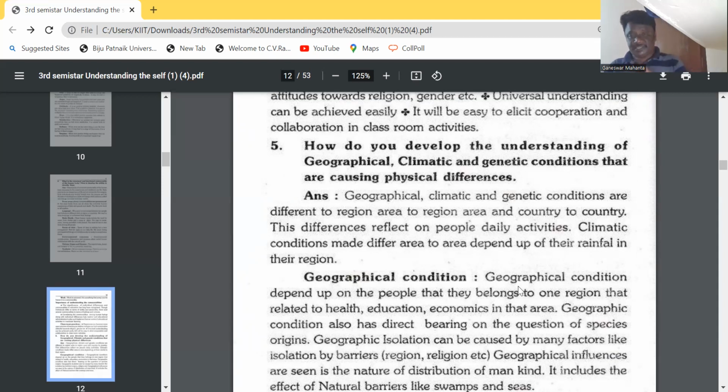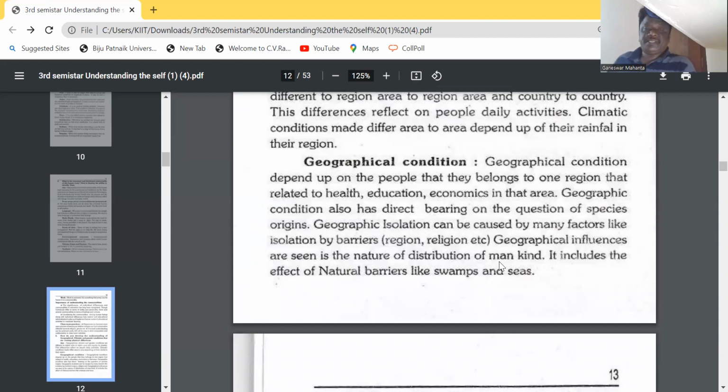Geographical conditions. Geographical conditions depend upon the region the people belong to, related to health, education, and economics in that area. Geographic conditions also have a direct bearing on questions of species origins. Geographic isolation can be caused by many factors, like isolation by barriers. Geographical influences are seen in the nature of distribution of mankind. It includes the effect of natural barriers like swamps.